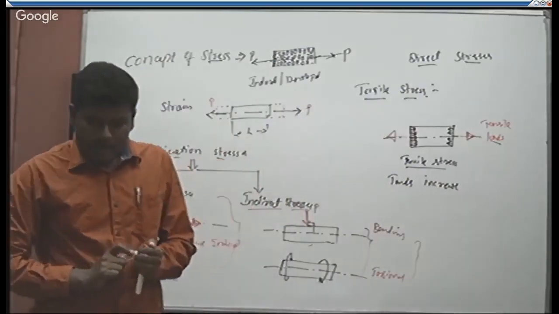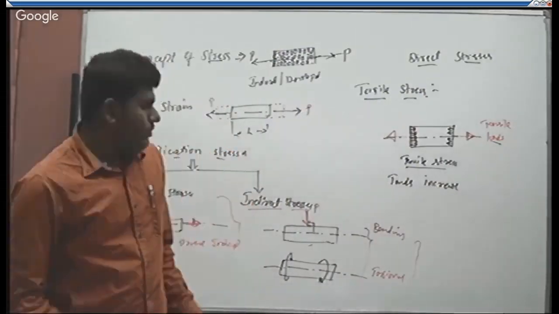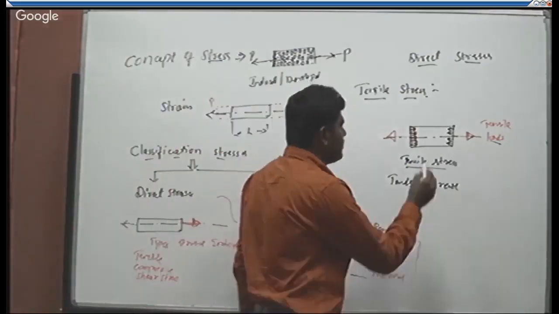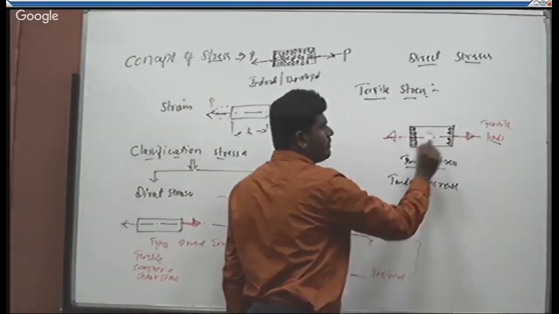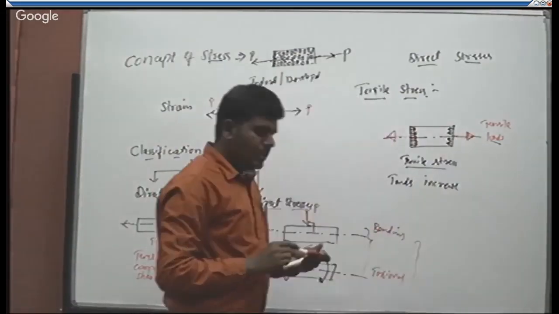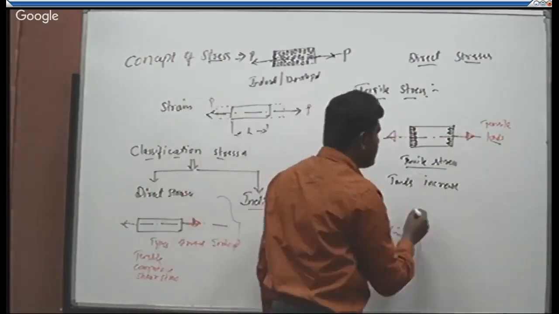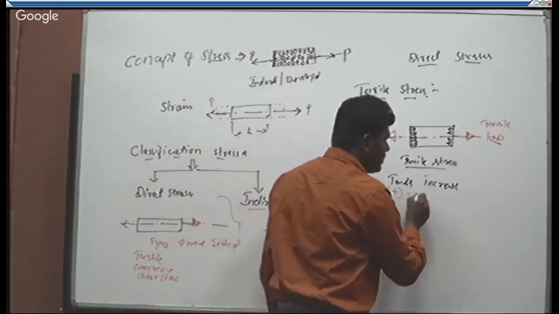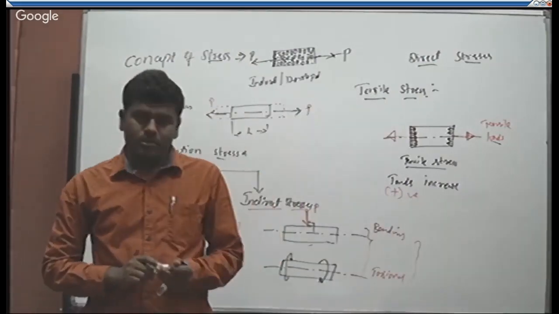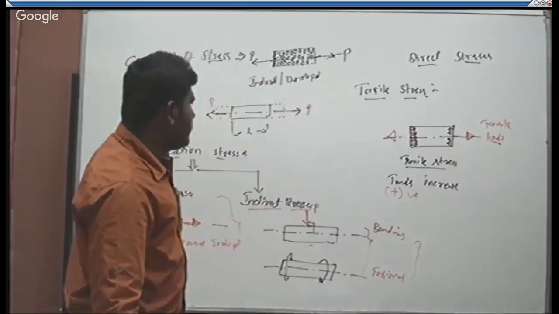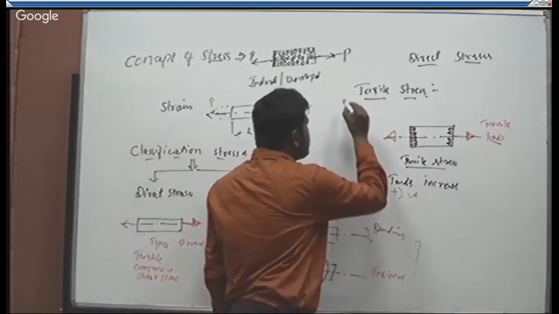So this is an example of a direct stress because its line of action is in line with the axis of the member. The sign convention for tensile stress is generally taken as positive. Next, we'll go to another type of direct stress called compressive stress.